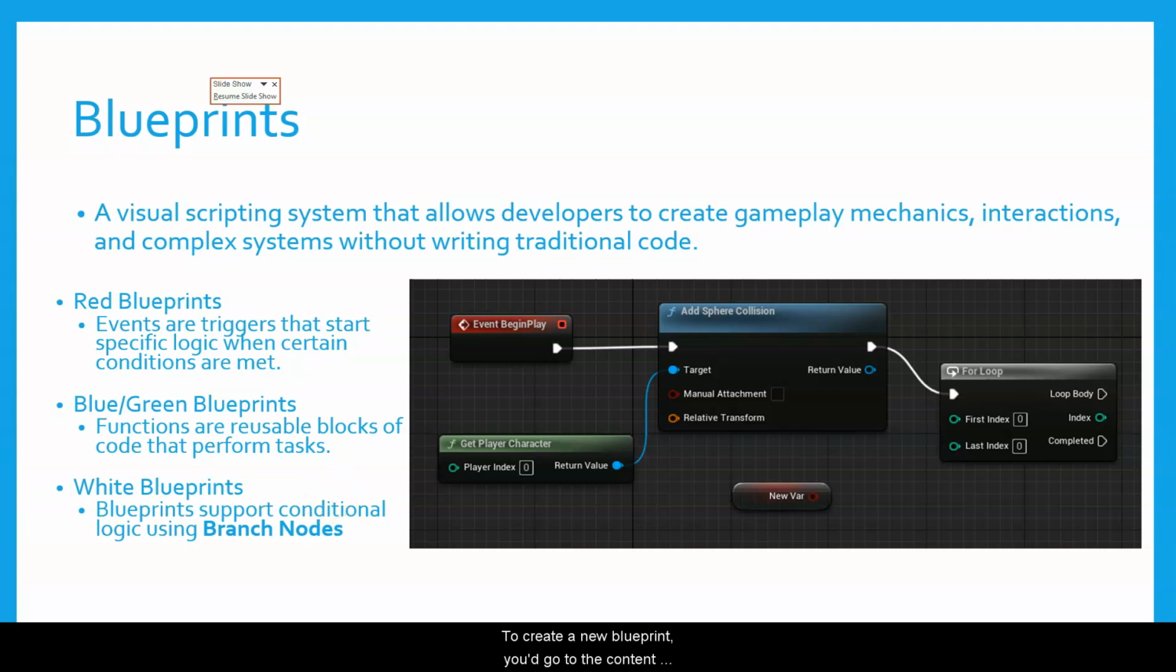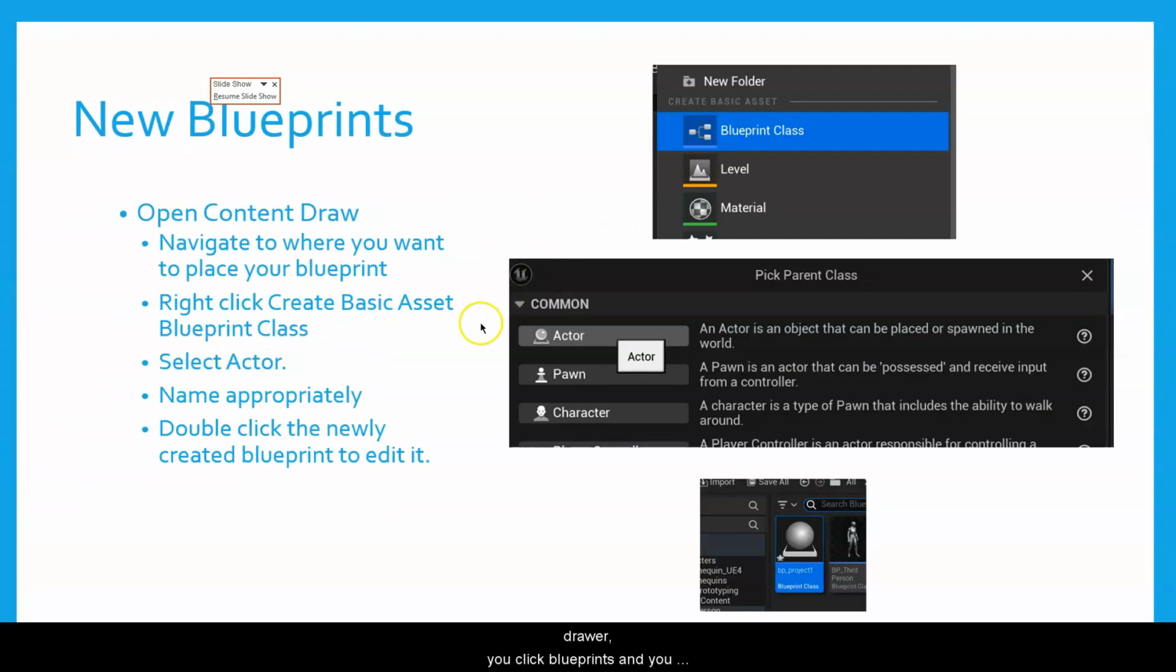To create a new blueprint, you go to the content drawer, click Blueprints, and click Actor, and you create a new blueprint that way. So let's go do that in the next video.